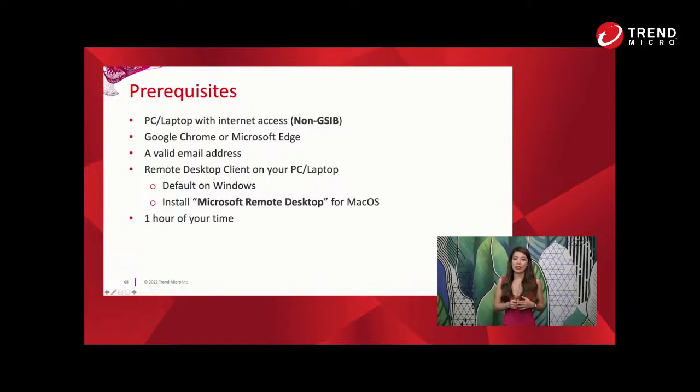Third, you need a valid email address to apply for a Cloud One trial account. So you can do that either with your work email address or personal email address. So that's completely up to you. Fourth, you need a remote desktop client on your PC and laptop to get into the lab environment. So if you're using a Windows OS, you already have that as part of your PC. And if you're using the Mac OS, you have to go to the App Store and download this thing called the Microsoft Remote Desktop. And lastly, we just want you to allocate 1 hour of your time.